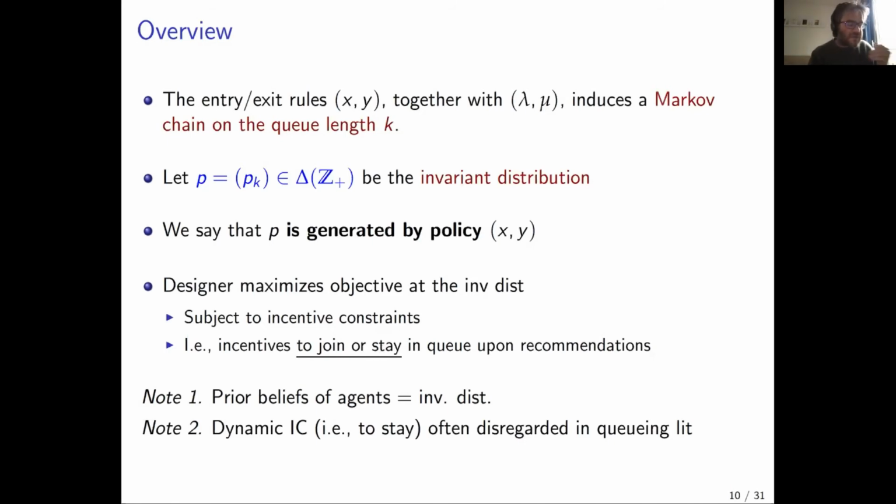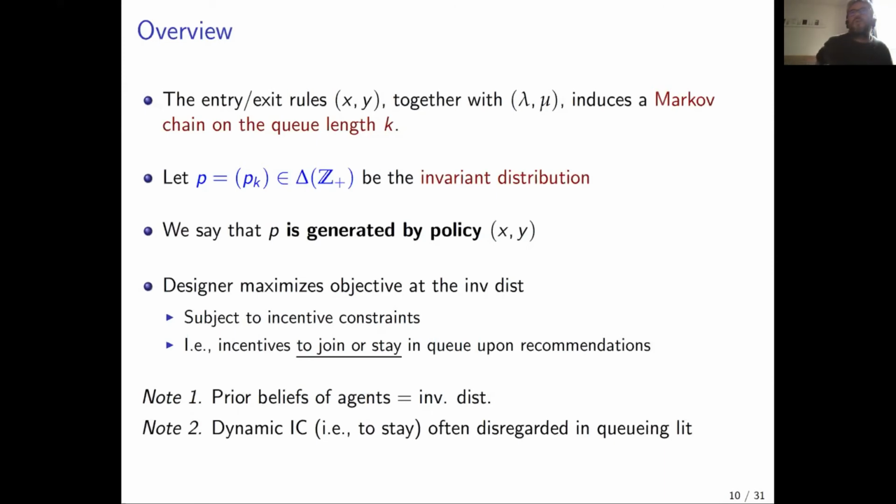They are one-sided in the sense that if an agent arrives, and let's say the queue is already full, the entry rule is so that the designer limits the length of the queue to 10. Then the arriving agent may be willing to join the queue, but we assume that the designer can withhold service, and so we can turn away the agent in some sense.